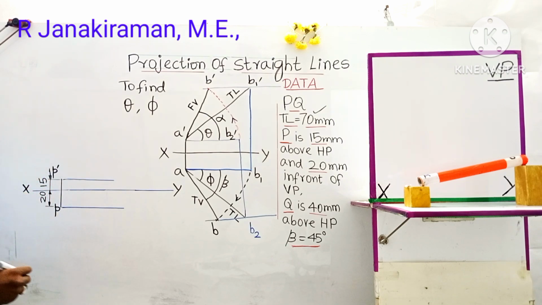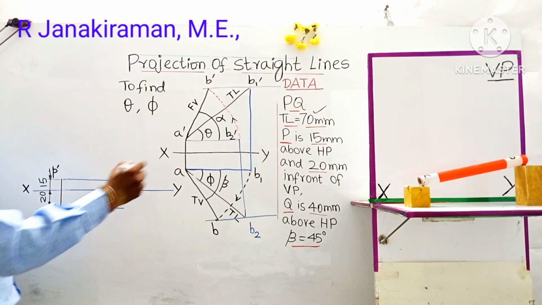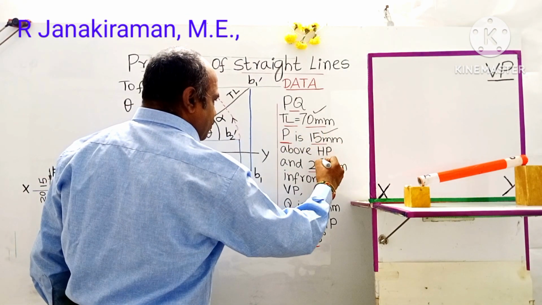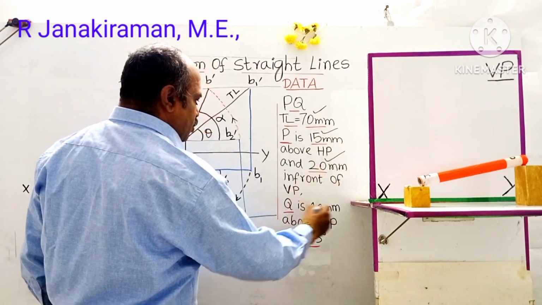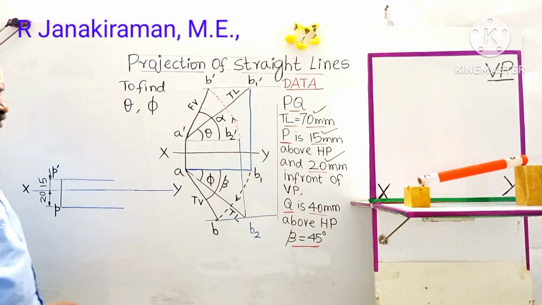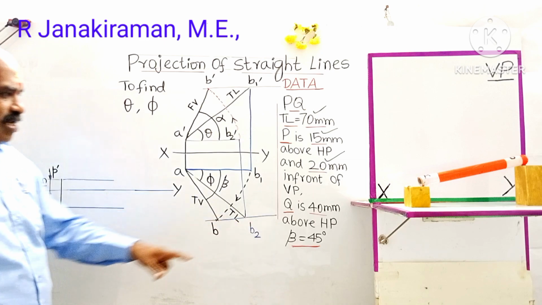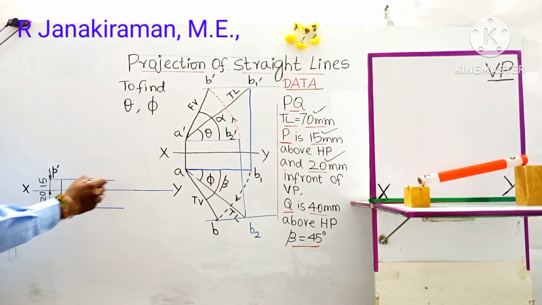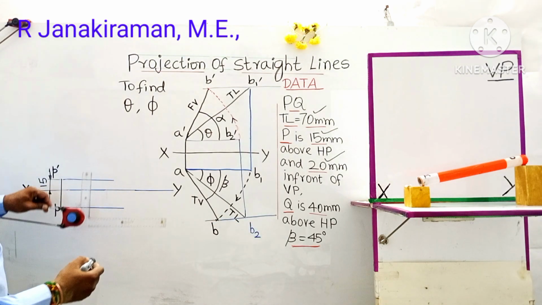Okay, next what you have to do: this distance is marked 15, 20. Q is 40 mm, this is point Q. Here it is B, 40 mm above the HP. That will come above the XY line. From the XY line, anywhere, this work shall be done.